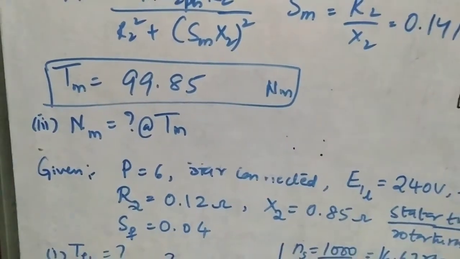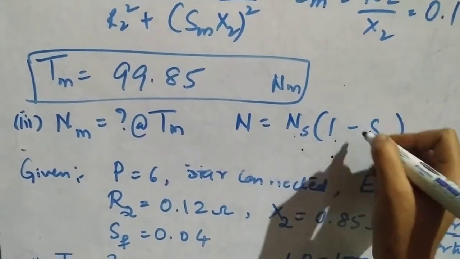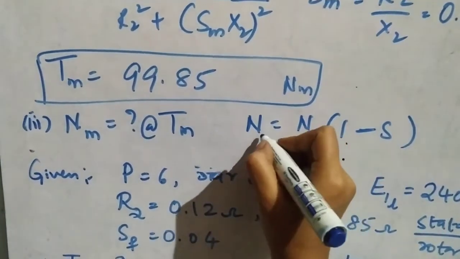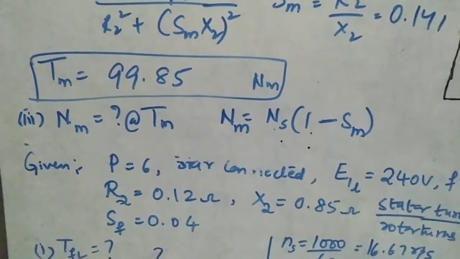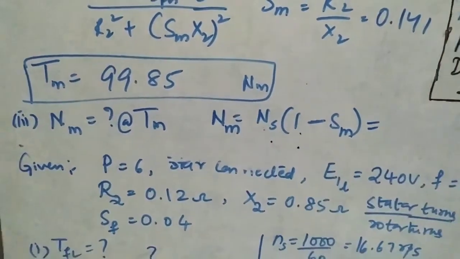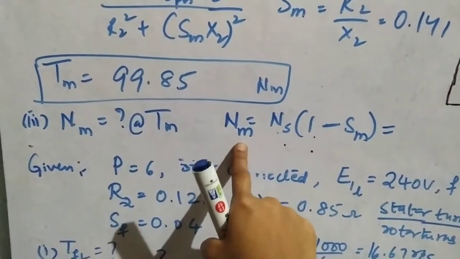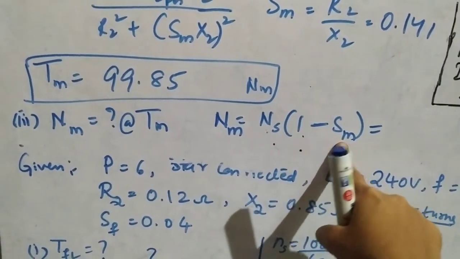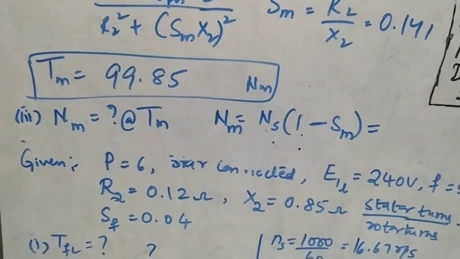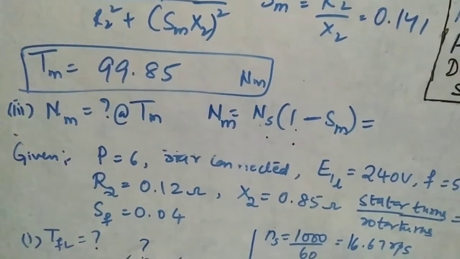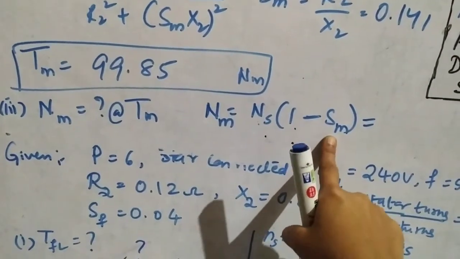We know that in general N is equal to Ns into 1 minus S. Now I want it at maximum, so here also I have to change the slip value to maximum, so the Sm value you have to take. If they ask you for full load speed, this will be N, and here you have to change it to the SF value. This is for the speed at the maximum torque, so the SM value you have to consider.